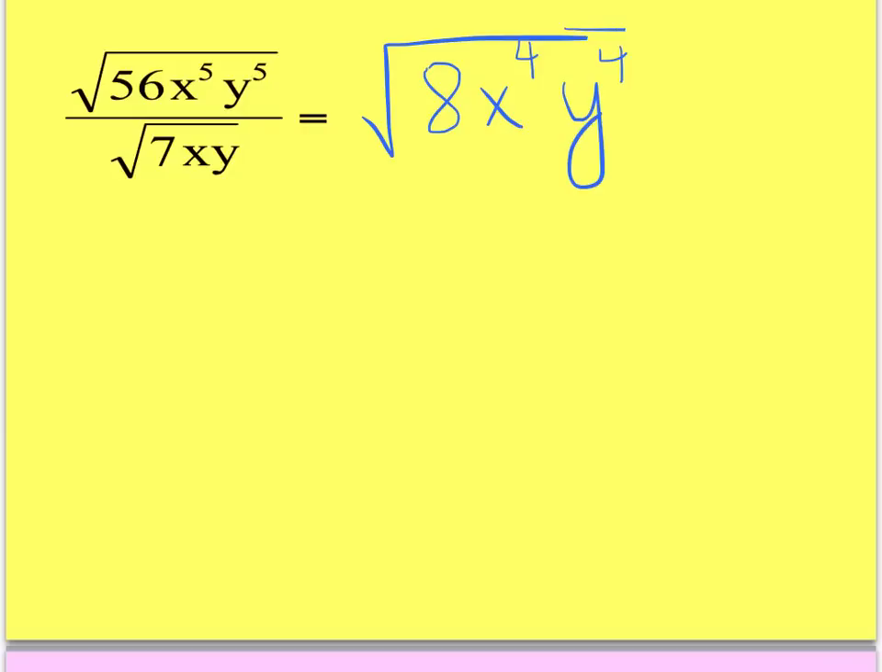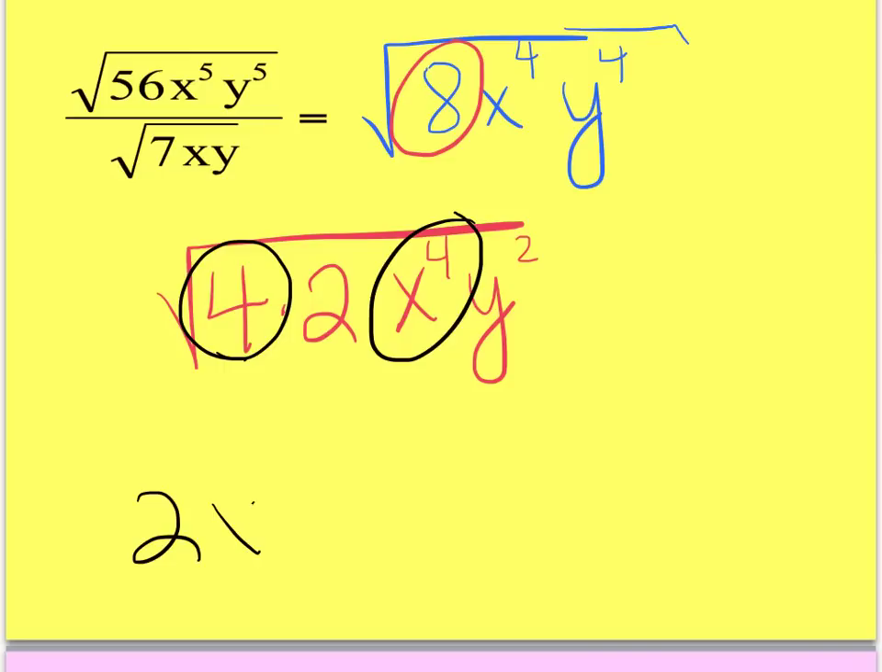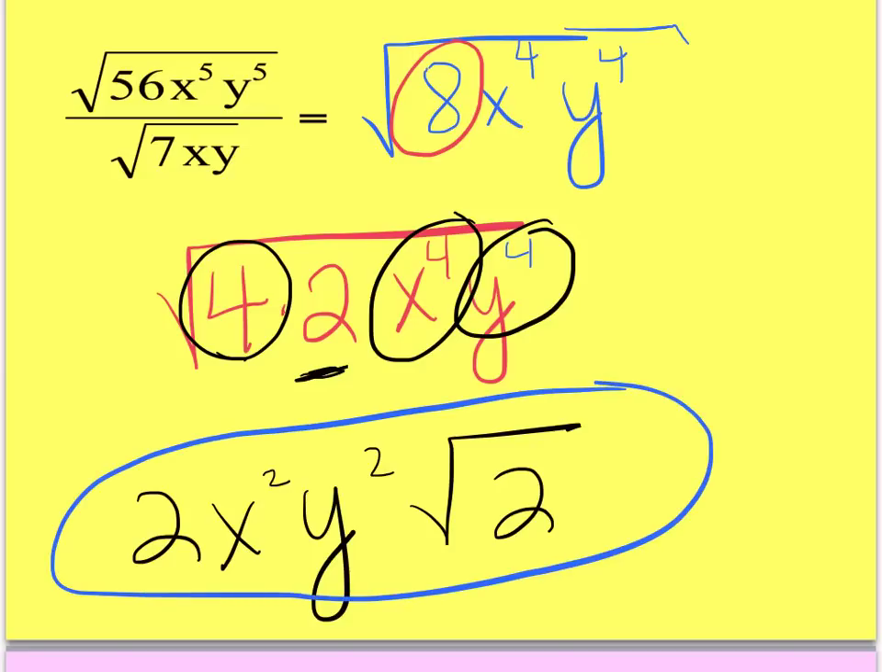And it looks to me like I can do quite a bit of damage reducing this guy. 8 is not a perfect square, but it is divisible by 4. I can rewrite that as 4 times 2. And then simply pulling out, square root of 4 is 2. The square root of x to the 4th is x squared, and the square root of y to the 4th is y squared. Now, this cannot come out, so I'm going to leave it under my radical. And my answer is right here, 2x squared y squared on the square root of 2.